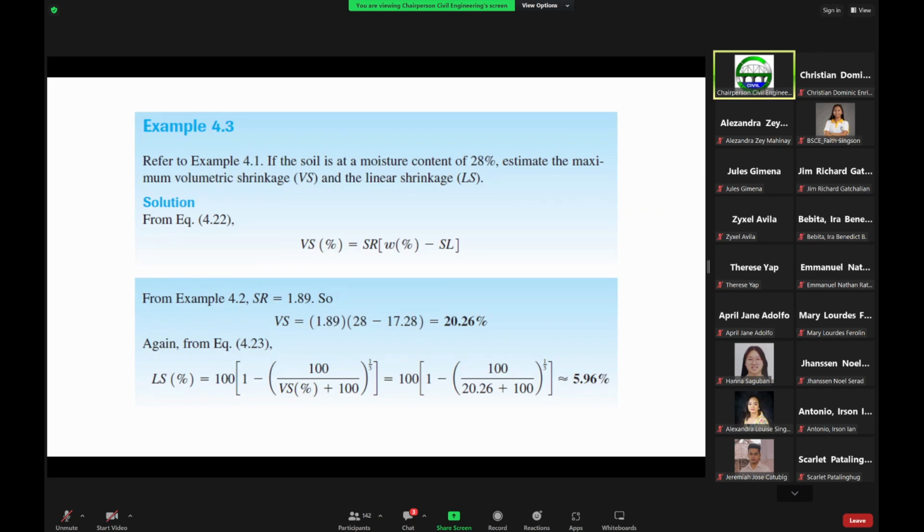Now, for the linear shrinkage in percent, again, this is the formula for that. I think the parameter is only the volumetric shrinkage. So if we substitute the value for the volumetric shrinkage here, then we have a linear shrinkage of about 6%, 6% from the initial value.